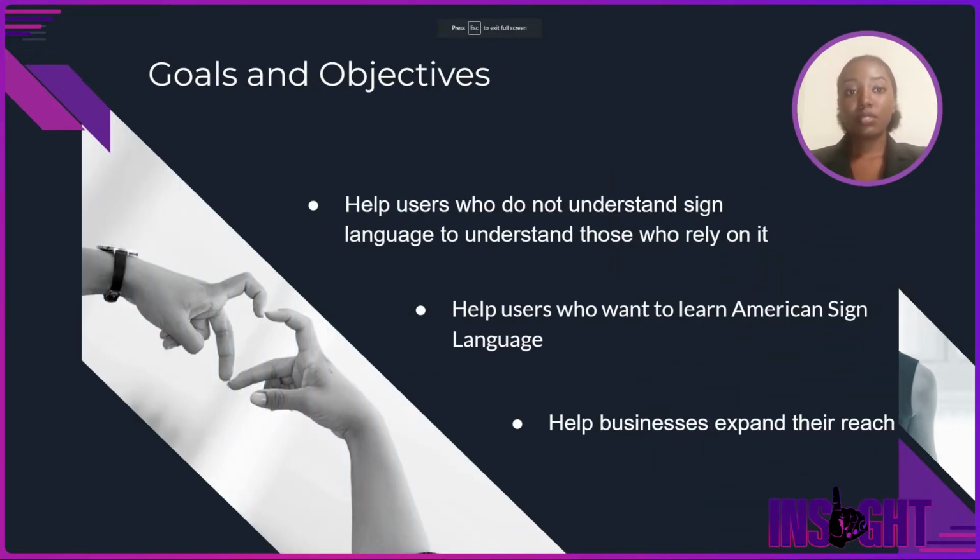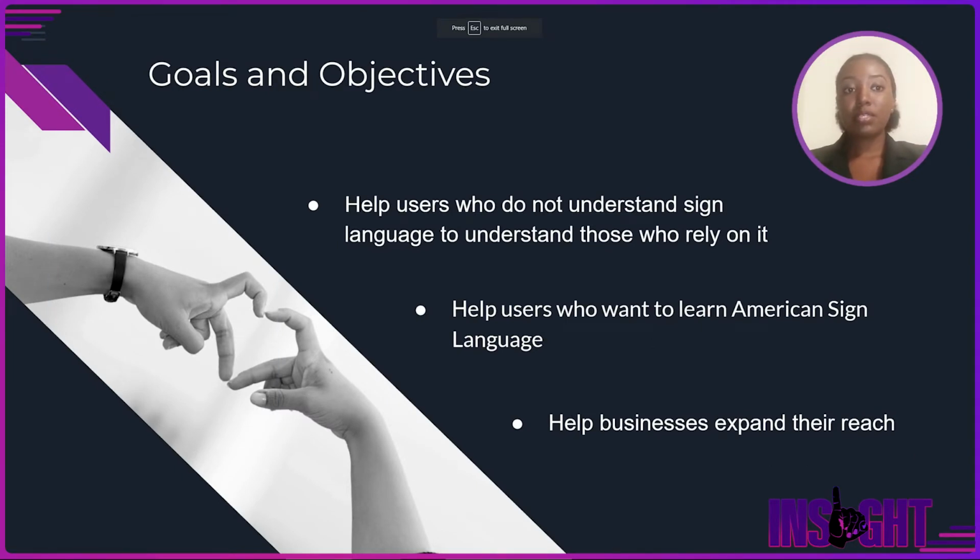Let's talk goals and objectives. The Insight application mainly aims to provide a stylish, interactive translator that can break the language barrier between individuals who rely on sign language for communication and those who don't. As a result of this main objective, the application subsequently aids in providing a basic learning experience for users who want to learn about sign language.